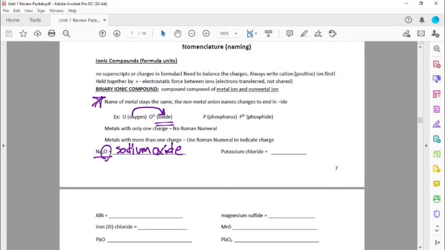We could take a moment to check where sodium is to see if it's a transition metal, but it is in the first column, so it has only one charge, no Roman numeral needed.